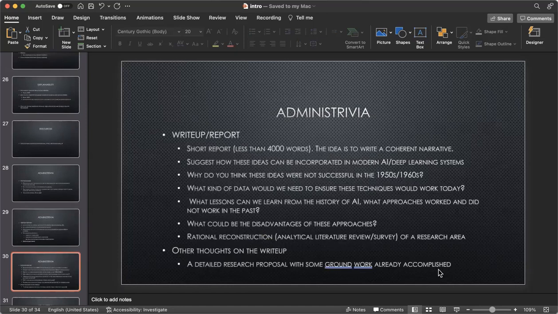And then here are some writing prompts, as I mentioned. Suggest how these can be incorporated, and even think about why these ideas were probably not successful in the 1950s or 1960s. Is it the case that we did not have the data? And then really, what lessons can we learn from the history of AI? What worked and what did not work? And are there genuine disadvantages to these papers or these approaches? And there could be. Maybe that is why these approaches did not work? So just reflect on these, and these are writing prompts for the report.